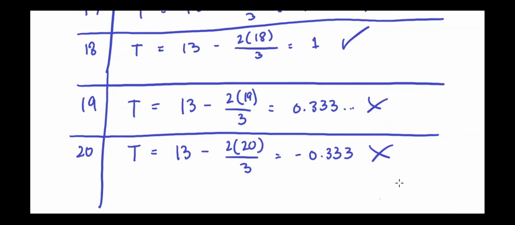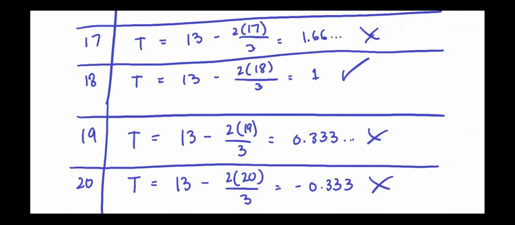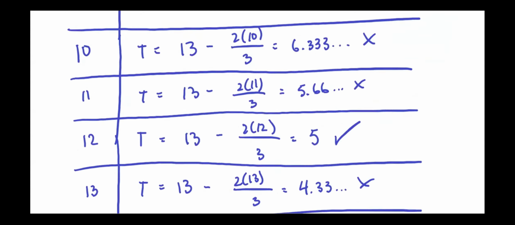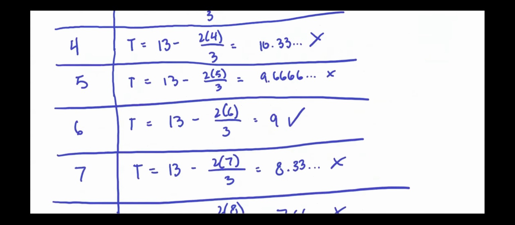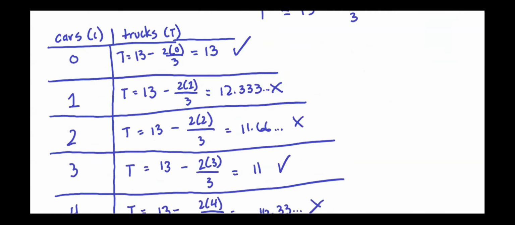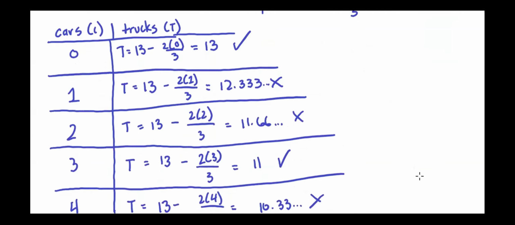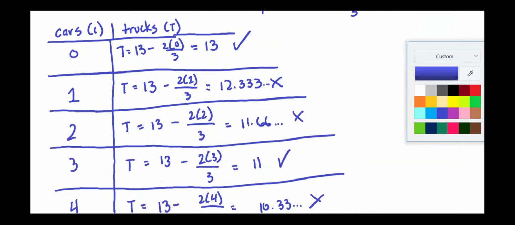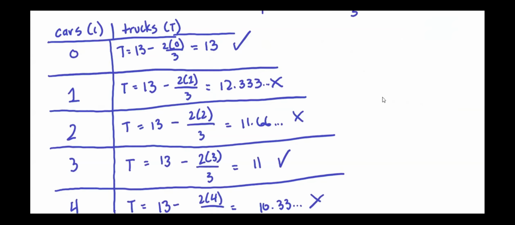So I'm stopping there. And it looks like I had 7 possible solutions. There were 7 possible things I could plug in for the number of cars that gave me a reasonable number of trucks. Again, no decimals or no negatives or anything.